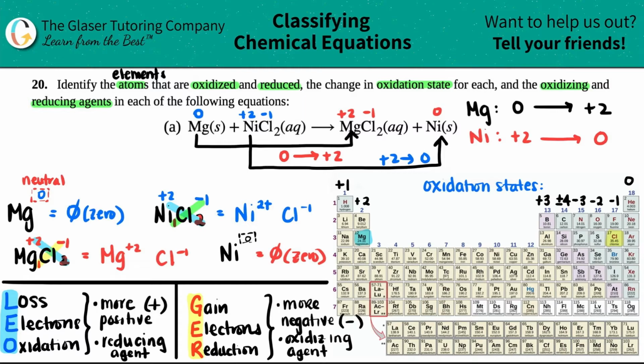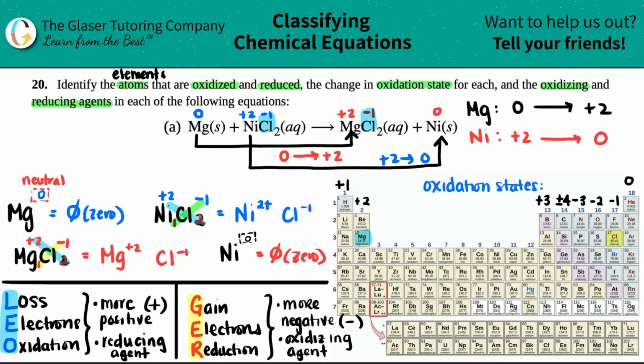And now let's just look at chlorine. But chlorine on both sides was a -1, and it didn't change. So in this case, I don't have to write down what chlorine's doing. So now we have 2 atoms, right? I got magnesium and I got nickel. I need to find out which one was being oxidized and which one was being reduced.